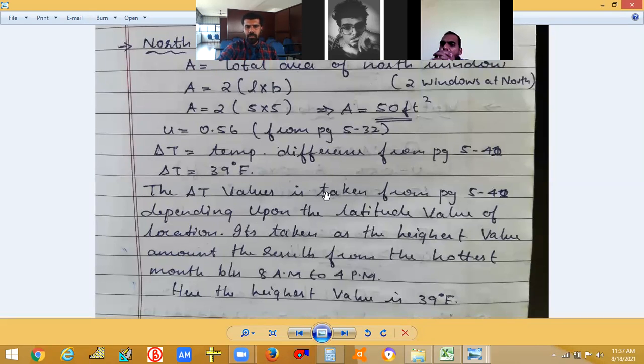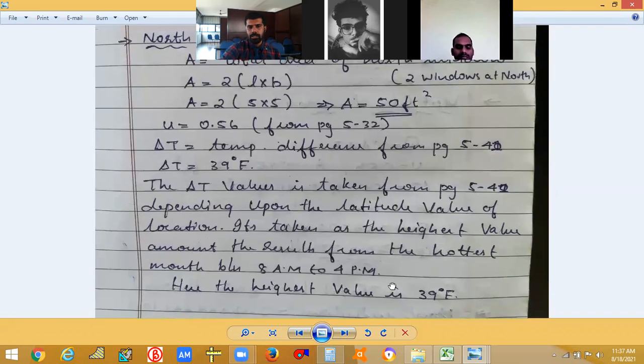Okay. The delta T value is taken from page number 5.41, depending upon the latitude value. You have to write this or you will be forgetting this. Otherwise, you have to look at the recorded video again and again. So depending on the latitude value of location, it is taken as the highest value among the result from the hottest month between 8 AM to 4 PM. So here you got delta T as 39 degree Fahrenheit.